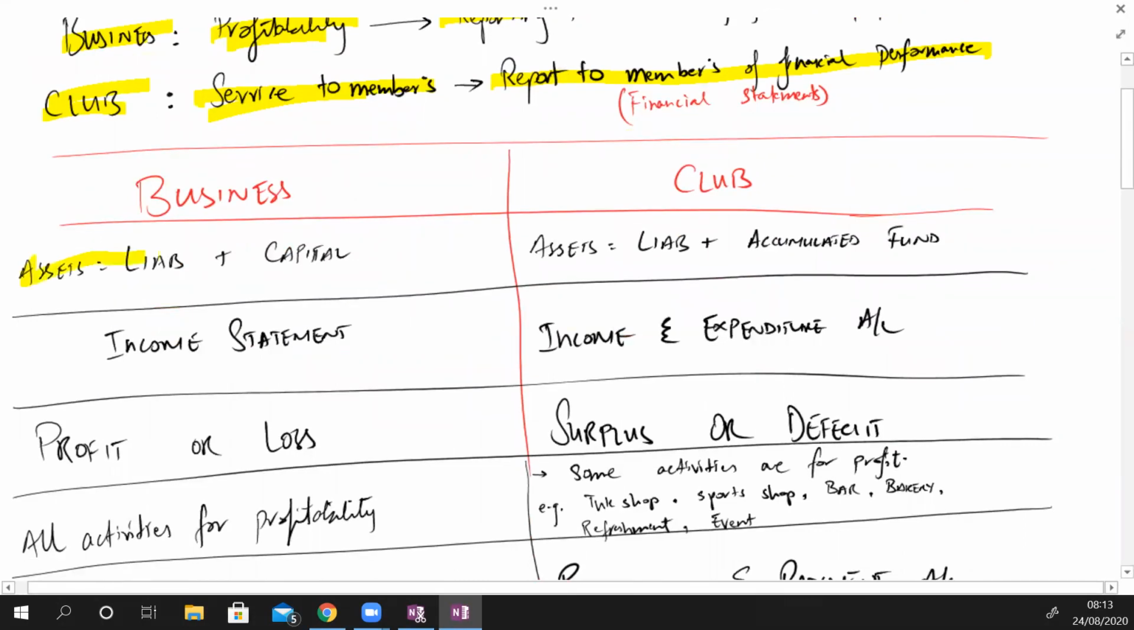Some different terminologies. Business: assets is equal to liabilities plus capital. Club: assets is equal to liabilities plus accumulated fund. Within business, we have income statement. Over here, there's income and expenditure account. Business, we use profit or loss account or profit or loss. In club, we use the term surplus or deficit.